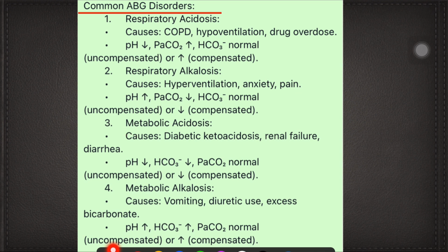Metabolic acidosis causes are diabetic ketoacidosis, renal failure, and diarrhea. In all these cases, acid buildup occurs, resulting in acidosis. In metabolic alkalosis, which occurs in vomiting or diuretic use, in all these cases acid is removed excessively, alkali buildup occurs, resulting in alkalosis. So in both these cases, PaCO2 remains normal. In acidosis, pH is decreased. In alkalosis, pH is increased.